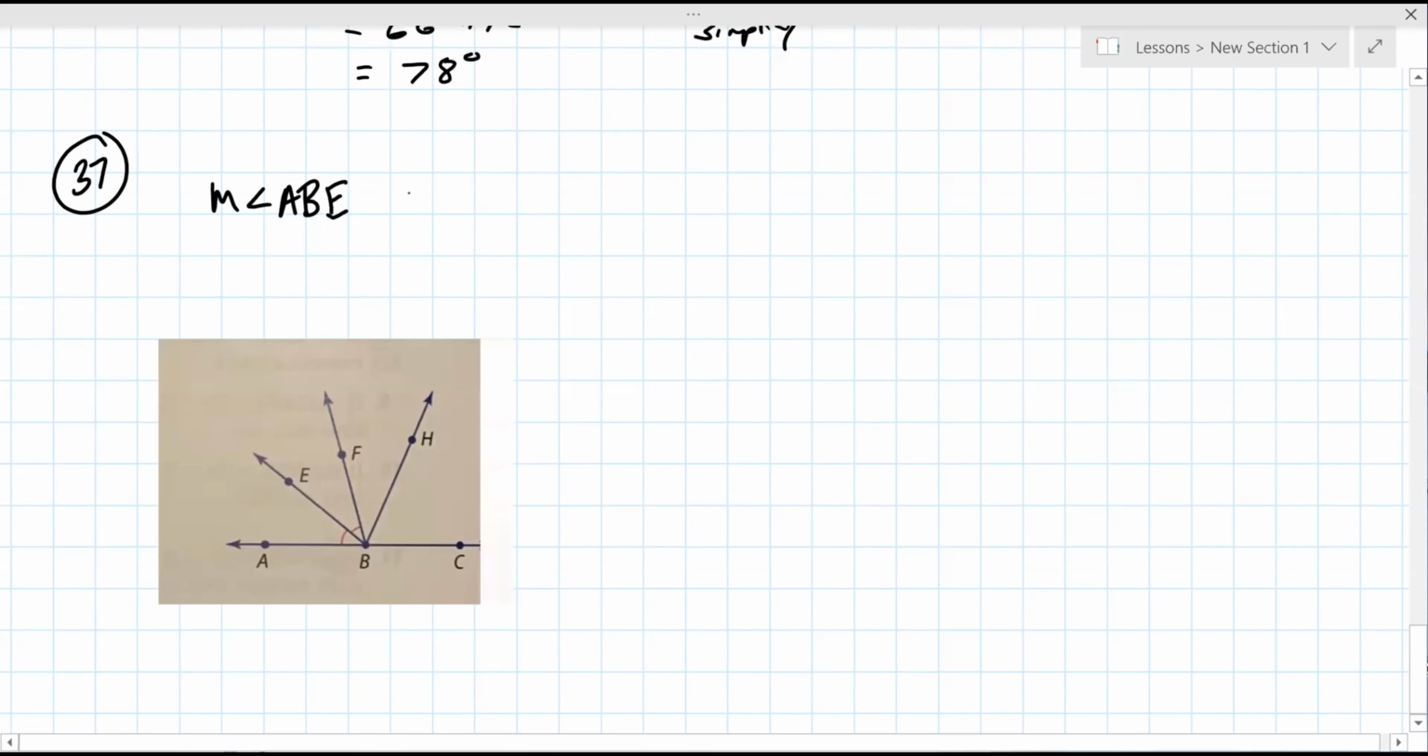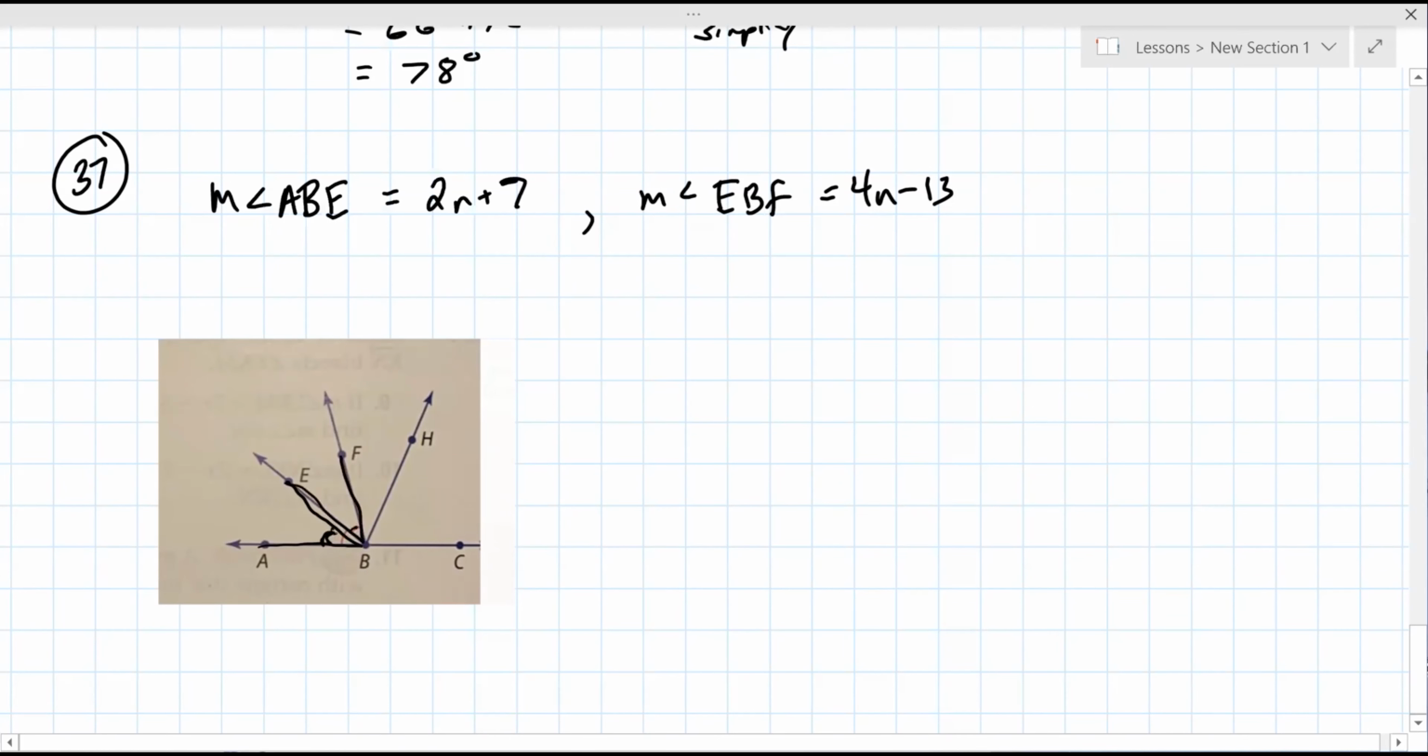It's telling you that the measure of ABE is 2n plus 7, and it's telling you that the measure of angle EBF is 4n minus 13. Do you see that? The picture says that A to B to E, we don't know what it is, but it's shown there. And then E to B to F is this other one.